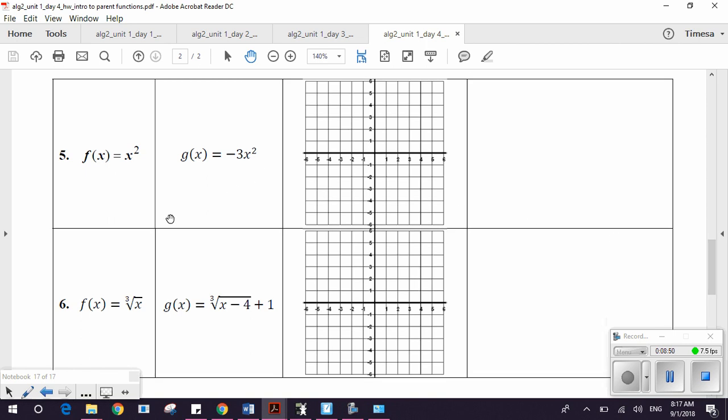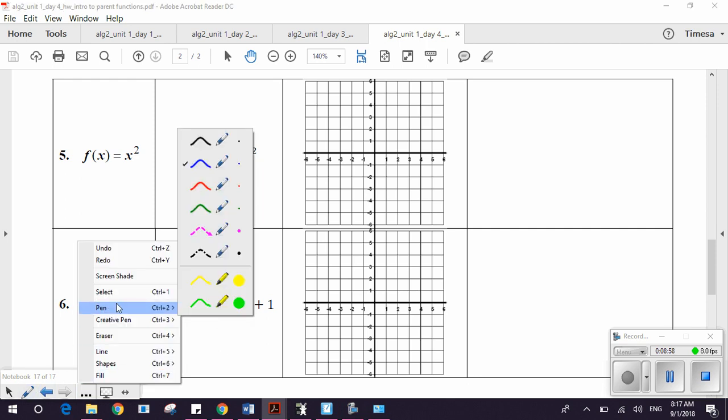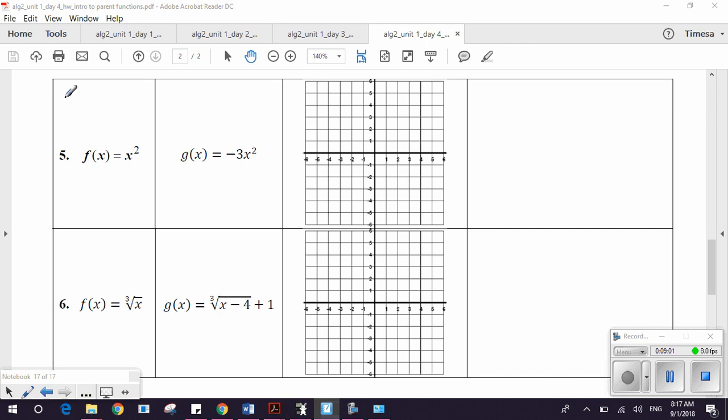Number 5 says f of x equals x squared, g of x equals negative 3x squared. So these are members of the quadratic family because it's a power of 2. I think I spelled that wrong. Oops, oops. All right, let's graph in our calculators both functions.